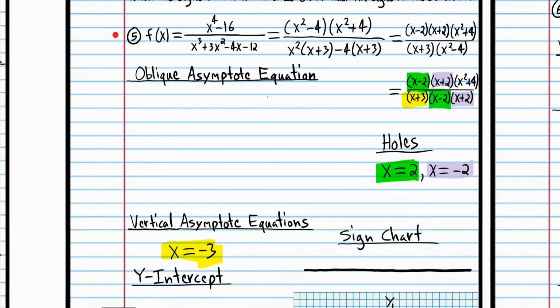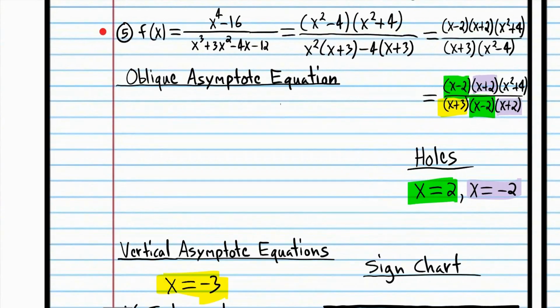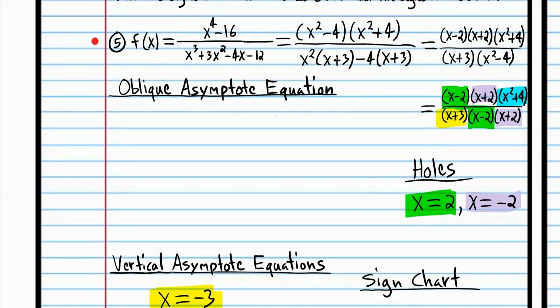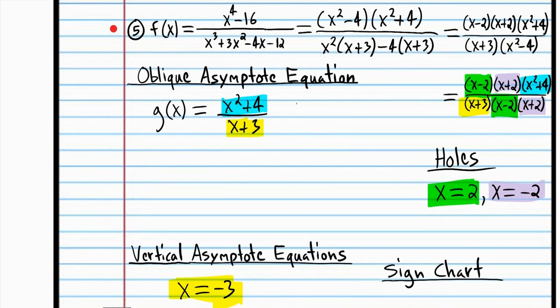In order to find the oblique asymptote, we're going to use the blue and yellow parts that are left over after we cancel out. So we're going to come up with a new function that we're going to call g of x. And that's going to be x to the second power plus 4 over x plus 3. And I'm just coloring these so you can see easily where they came from.